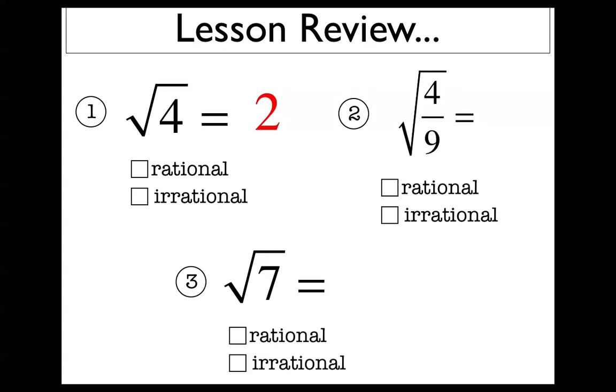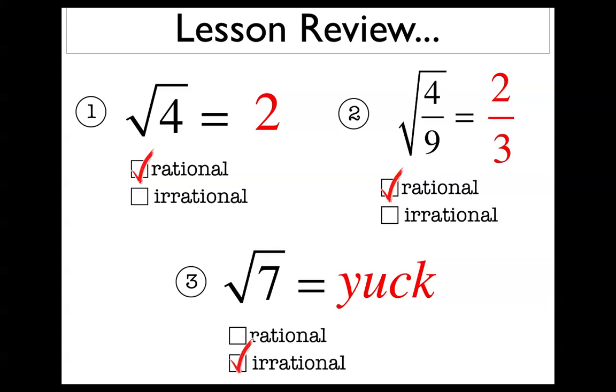The square root of 4 is 2. Is that rational or irrational? That's rational. The square root of 4/9. Well, the square root of 4 is 2 and the square root of 9 is 3, so that could be like 2/3. That's perfectly rational. It's a ratio. It's a fraction. It's a rational number. But the square root of 7, yuck. That just comes out to some weird decimal. We don't know what it is, but we definitely know that it is an irrational number.